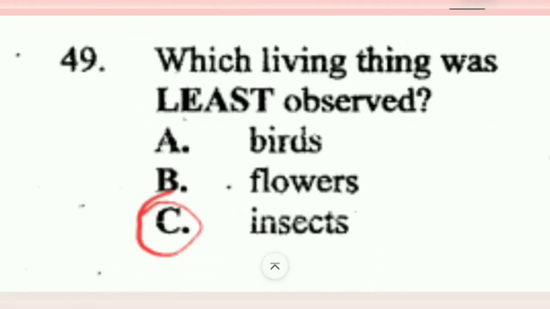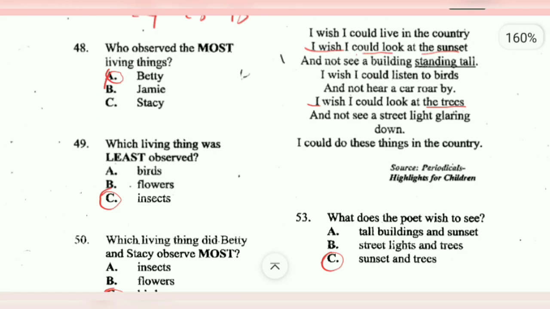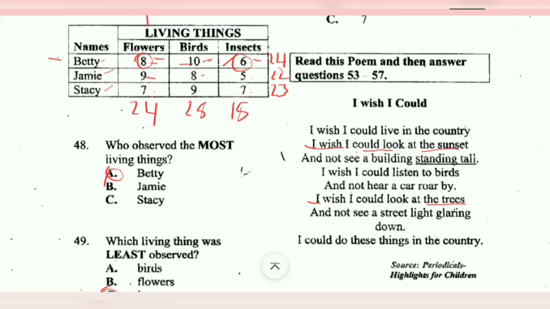So, let's look. Go back to the poem. It's between A and B, but you want to have your good and best and perfect answer. Let me zoom in so I can see the whole thing. Remember, this thing comes on two sides. I wish I could live in the country, alright? And not see a building standing tall. I wish I could listen to the birds and not hear a car roar by. I wish I could look at the trees and not see a street light glaring down. I wish I could do these things in the country.